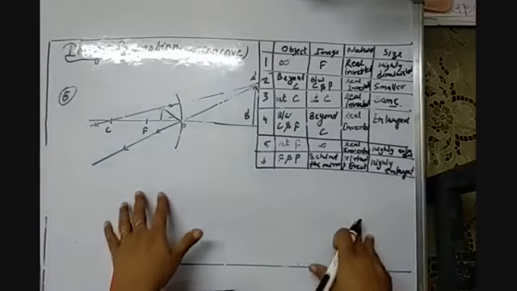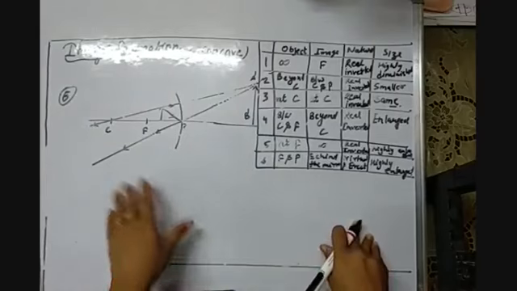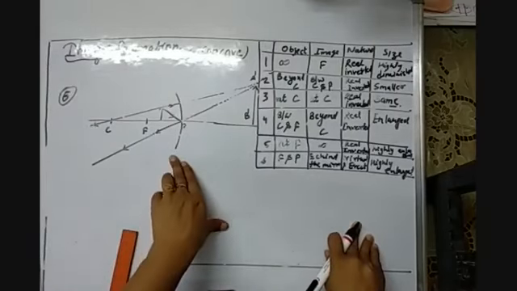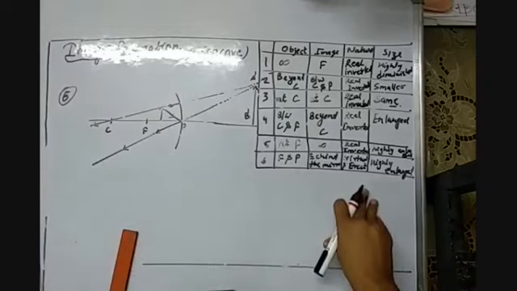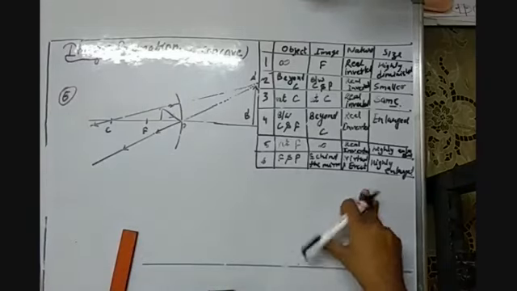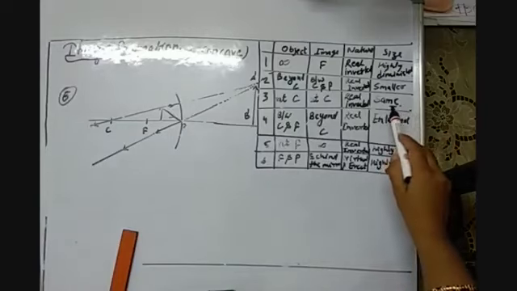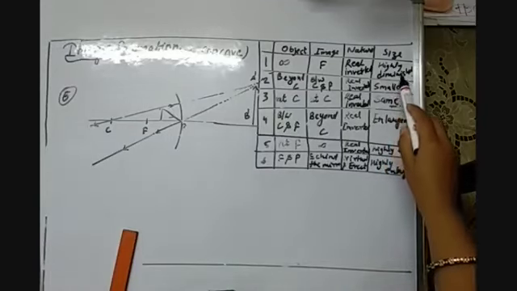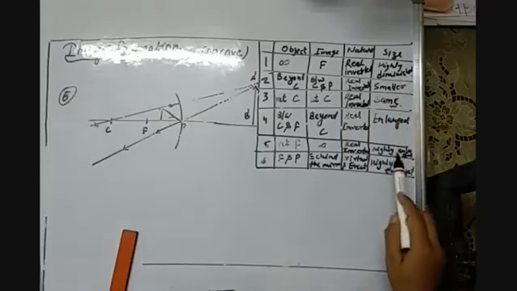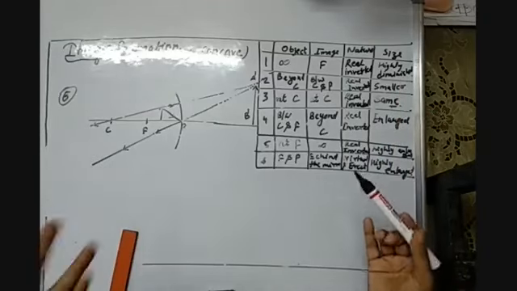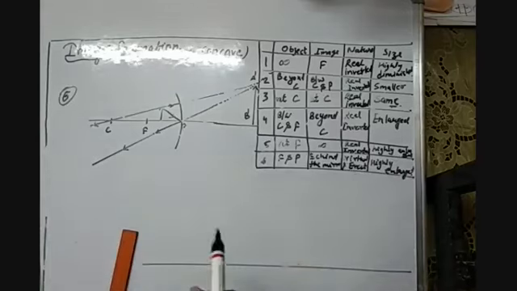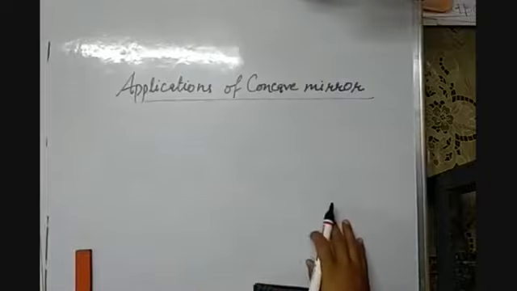So these are the 6 positions of the object for which we can obtain the image using a concave mirror. You can also see here that the images obtained are the same as the object, smaller than the object, highly diminished, enlarged, or highly enlarged. That means a concave mirror is a type of spherical mirror which can provide images of various sizes. So this property of the concave mirror can be used in various applications. Now let us study the applications of concave mirror.